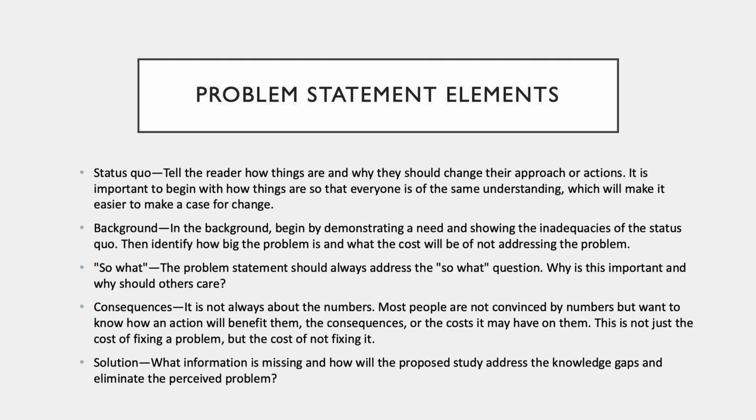You want to know about the consequences, and it is not always about the numbers. Most people are not convinced by numbers, and we know that. We know that statistics don't often convince people that are already convinced of whatever the opposite is. But people need to know how something will benefit them, the consequences or the cost it may have on them. This is not just the cost of fixing a problem, but the cost of not fixing a problem.